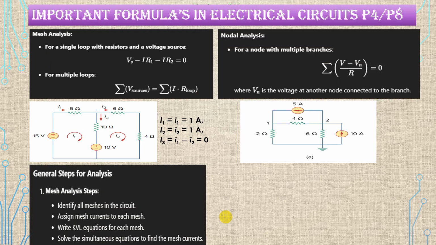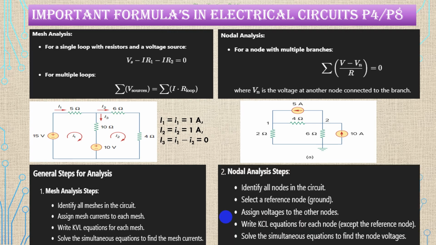Okay, what is the method for mesh analysis? For mesh analysis, identify the meshes in the circuit. Which meshes are there? You have to identify. Assign the currents to each mesh, first I1, then I2, and then write KVL, Kirchhoff's voltage equation. KVL means voltage: 5 multiplied by I1 becomes a voltage. So you have to write the voltage equation. Next, solve the simultaneous equations and find the mesh currents. So like this.